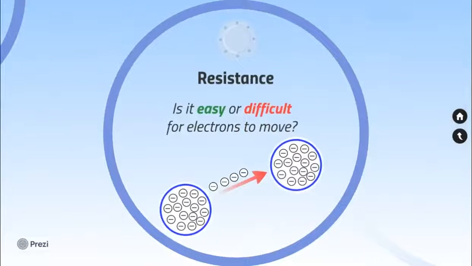Resistance: is it easy or difficult for electrons to move, right? So we're going to look at the media, or the path it's going to take, and we're going to see, is it easy? There are some materials that are easy for electrons to move through. We call them conductors, and then there are some materials that are difficult to move through, and we call them resistors.